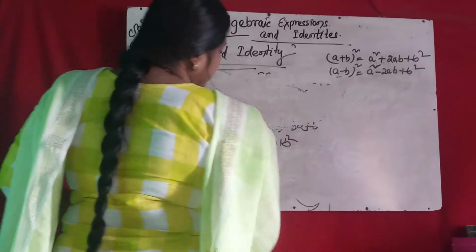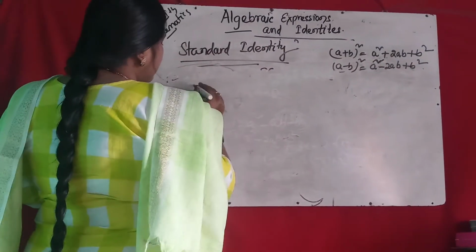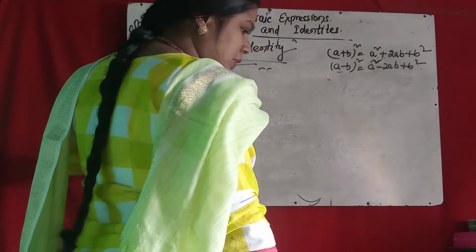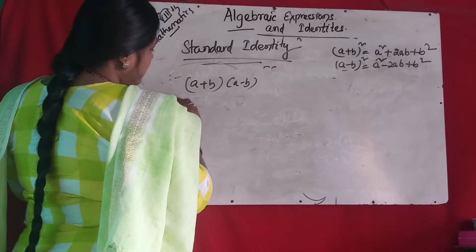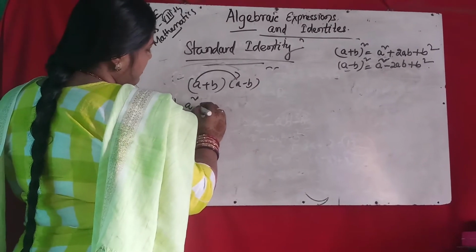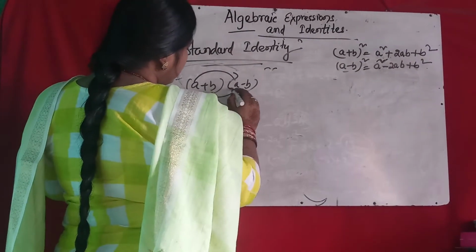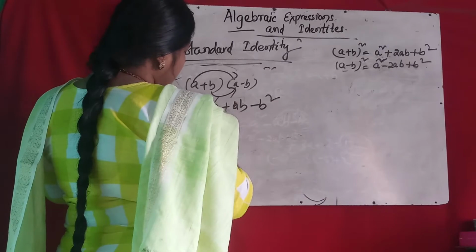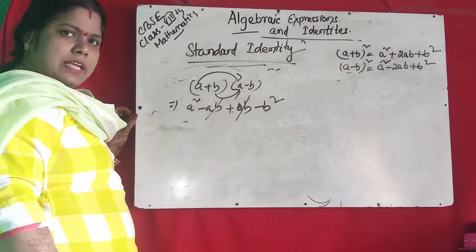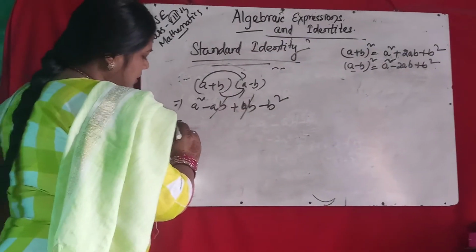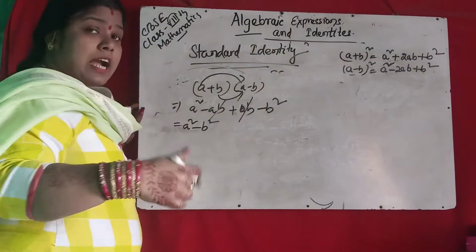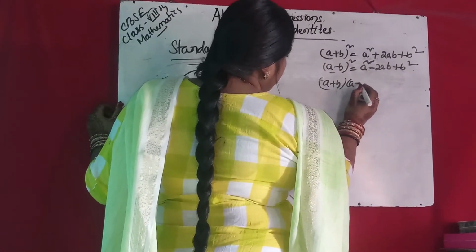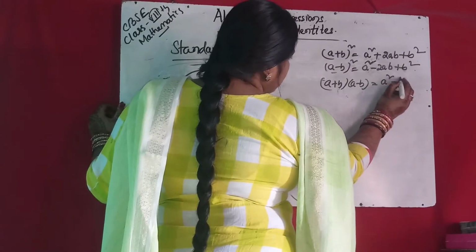Then next identity: A plus B into A minus B. You solve it. A square minus AB. Okay, then here plus AB minus B square. So plus AB minus AB cancel. Okay, here minus, here plus, cancel. You got A square minus B square. Third identity: (A plus B) into (A minus B) equal to A square minus B square.